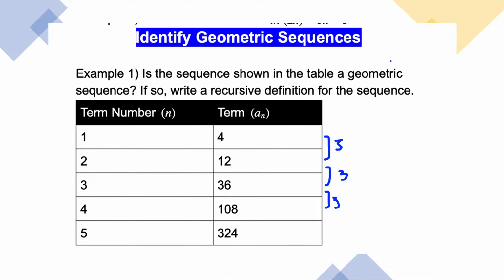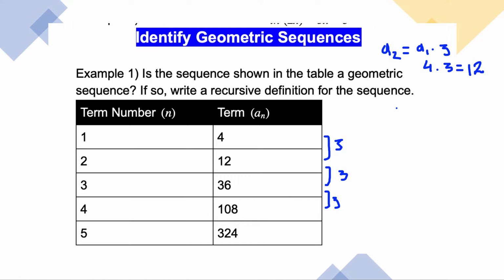And now, how did we find those terms? We found it this way. For example, A2 is equal to A1 times 3. A1 was 4, times 3 is 12. So that's how we can generate every term of the sequence. We can find it by multiplying the previous term by the common ratio.